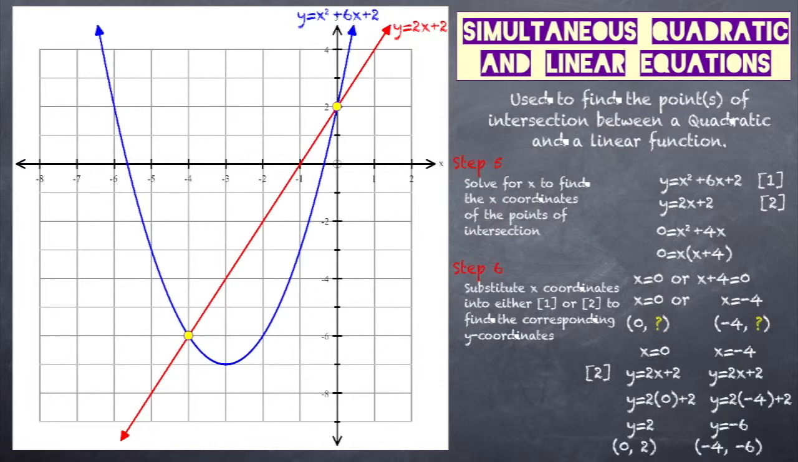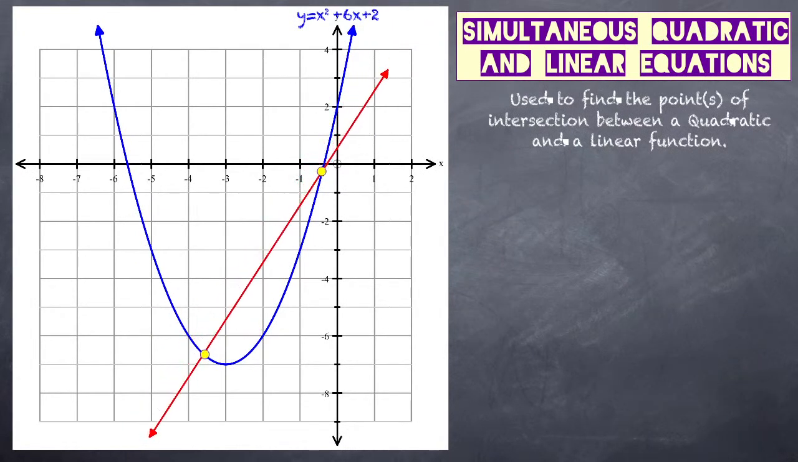Therefore, with an x coordinate of 0 and a y coordinate of 2, I get a point of intersection at the coordinate (0, 2). And for the other one, with an x coordinate of negative 4 and a y coordinate of negative 6, I get my other point of intersection at the coordinates (negative 4, negative 6). Which of course we can now see as it's highlighted on the graph here.